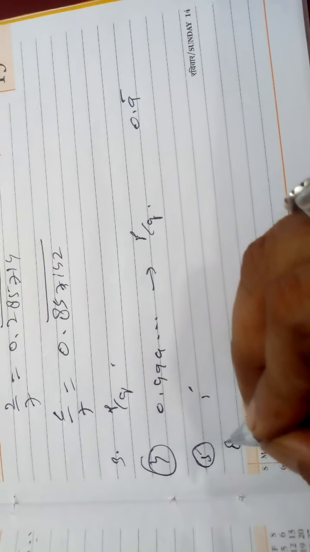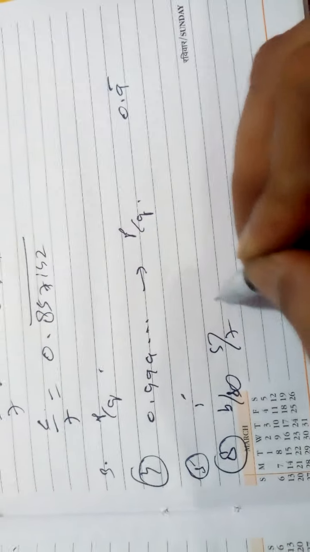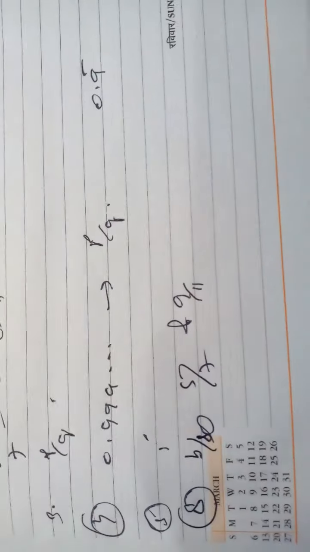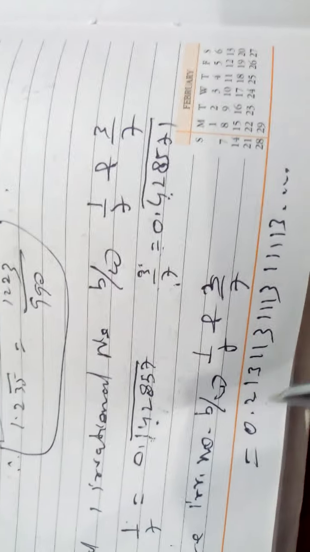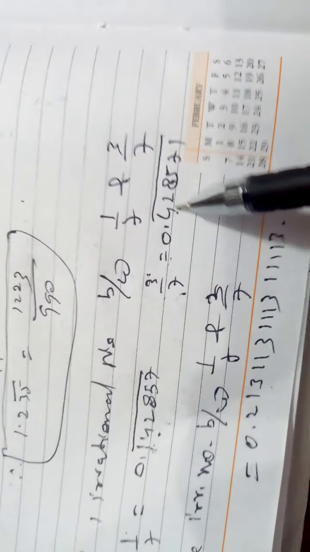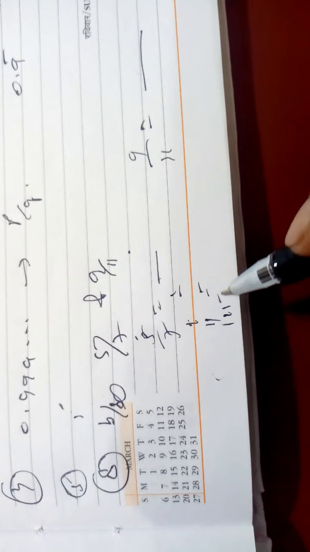Question number 8 is given. Between 5 by 7 and 9 by 11, you write 3 different rational numbers. 3 different rational numbers between 5 by 7 and 9 by 11. So you write 5 by 7 in decimal form, and 9 by 11 in decimal form. Then like this, here I have written any number more than this and less than this. You write 3 numbers, 1, 2 and 3. Okay, second and third, 3 numbers you will write.